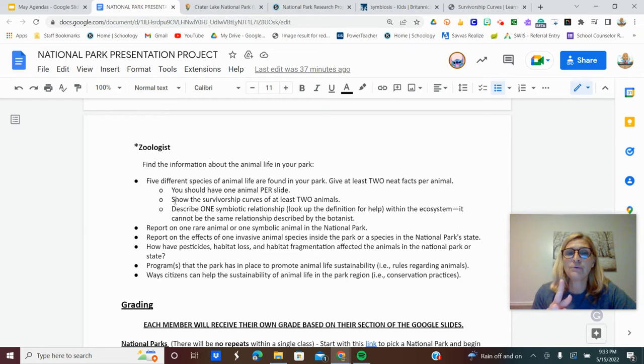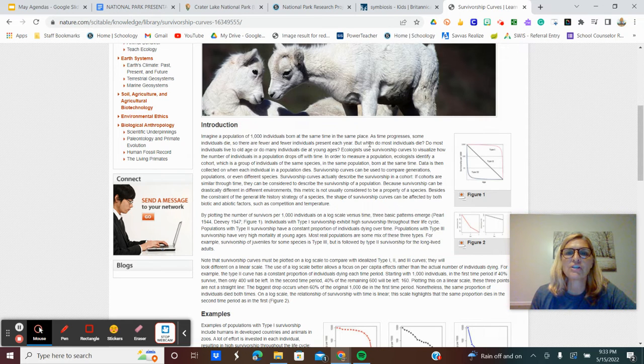Now, on 2 of the animals, you're going to have what's called a survivorship curve. Whew, what is that? Well, I'm going to tell you about it. The survivorship curve is, I'm going to read this introduction to you. Imagine a population of 1,000 individuals born at the same time and in the same place. As time progresses, some individuals die, so there are fewer and fewer individuals present each year. But when do most of them die? And do most individuals live to an old age, or do many individuals die at a young age?